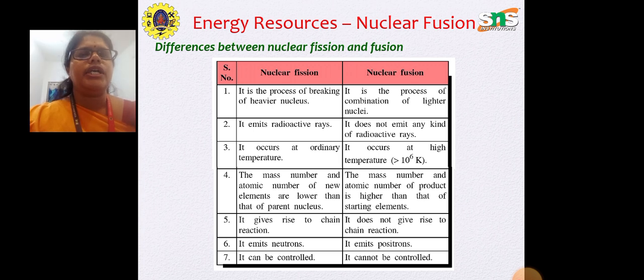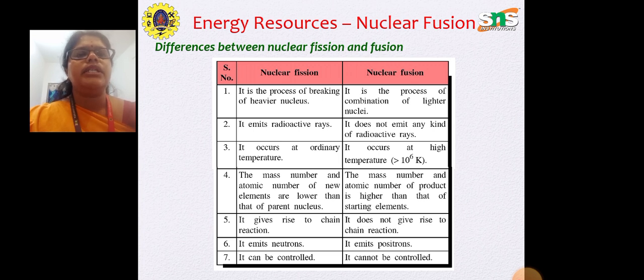In the nuclear fission reaction, the mass number and the atomic number of the new elements are lower than that of the parent nucleus. So the parent nucleus gets divided into nuclei which have a lesser mass number or atomic number. In nuclear fusion reaction, the mass number and the atomic number of the product are higher than that of the starting elements, because the lighter atoms are fused together to give heavier atoms.